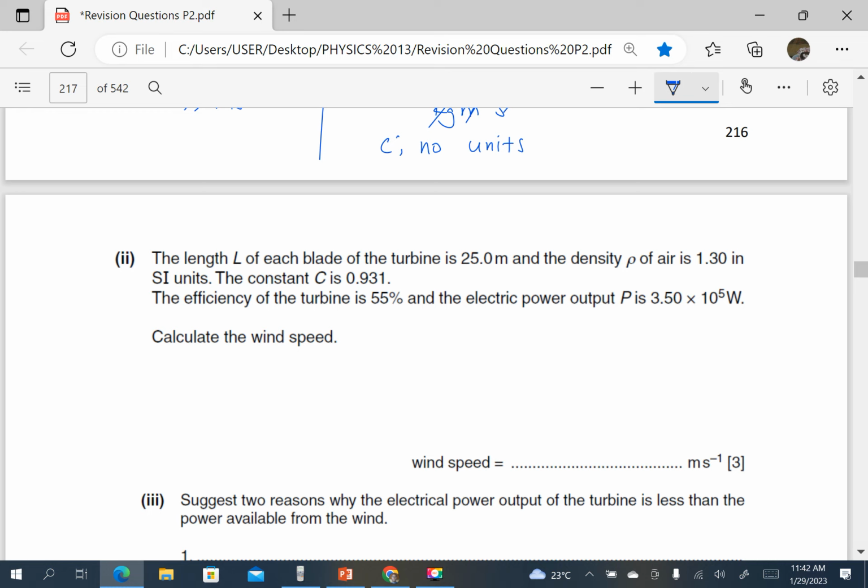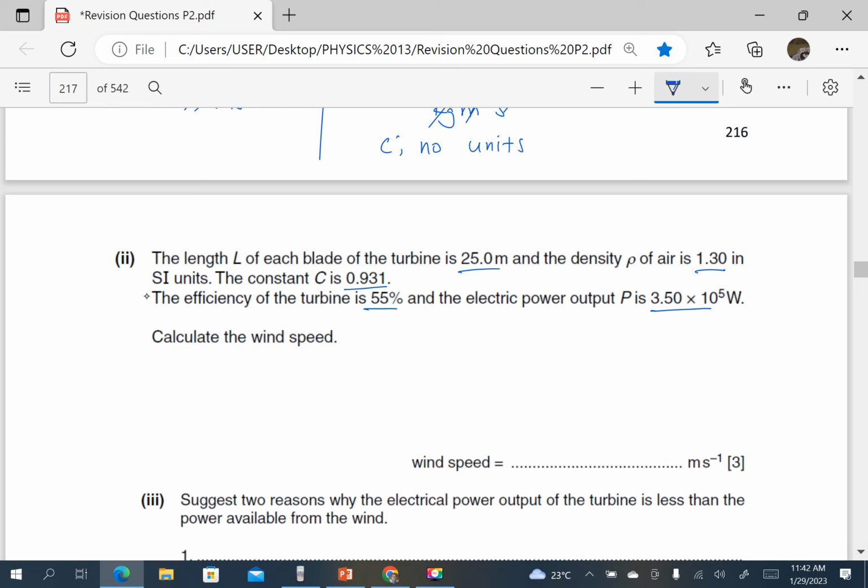The length L of each blade of the turbine is 25 meters, the density is 1.3 in SI units, the constant C is 0.931, the efficiency of the turbine is 55%, and the electric power output is 3.5 times 10 power 5 watts. Calculate the wind power.